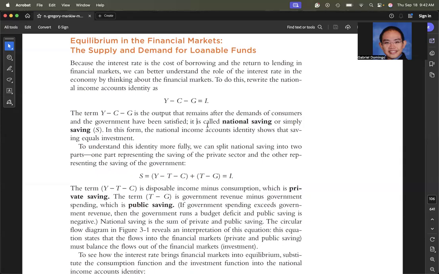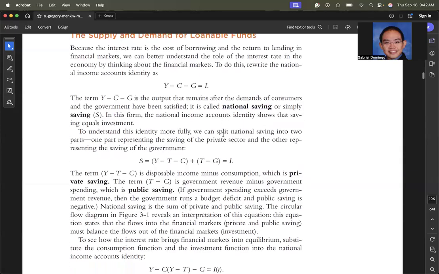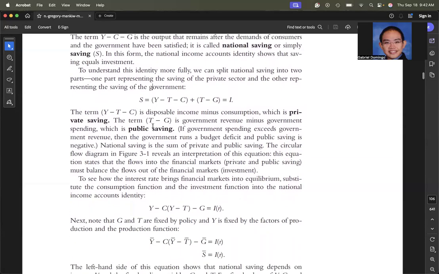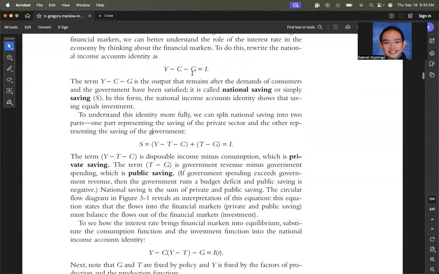Whatever is remaining, that is saving. Okay, so in this form, the national income accounts identity shows that saving will have to equal investment in equilibrium. Another way of seeing this is if, from this equation here, you add and subtract T. So here you have the minus T, and then down here you have the plus T.